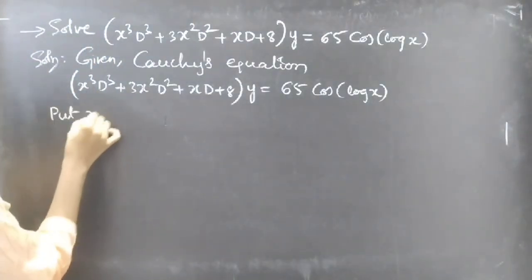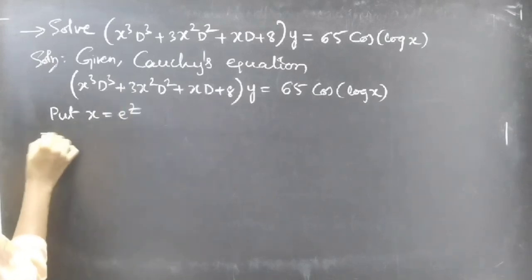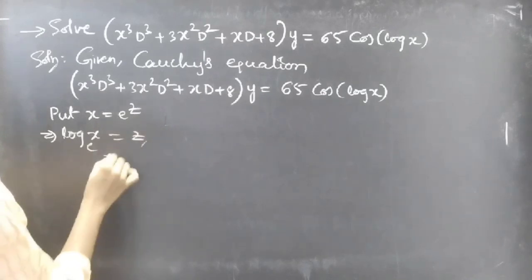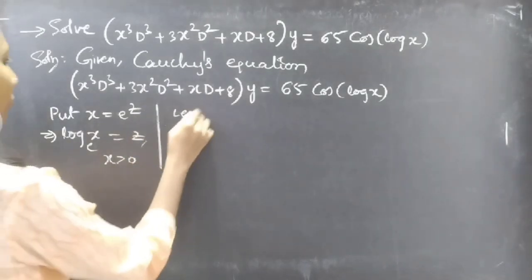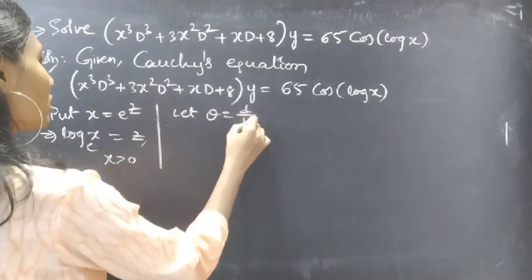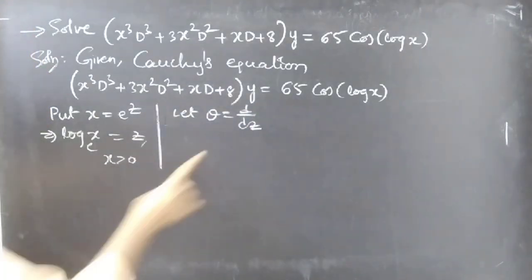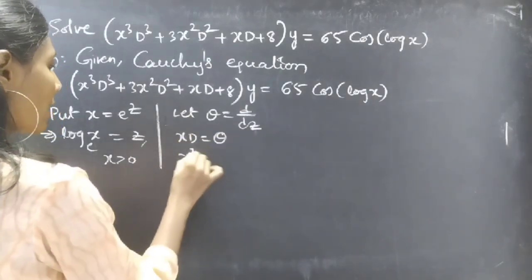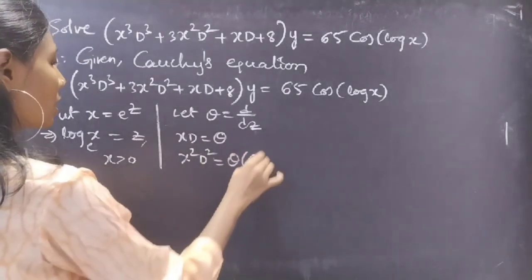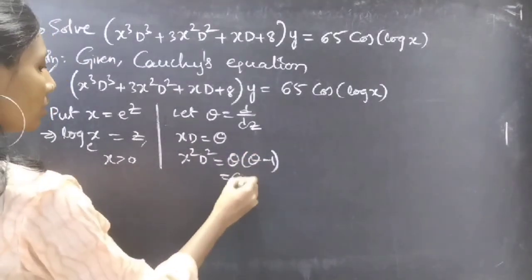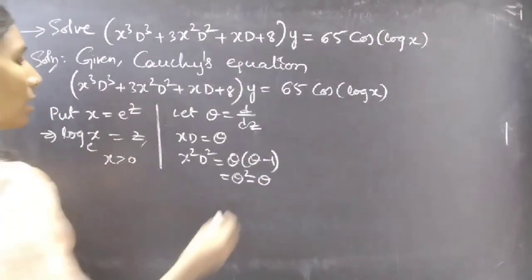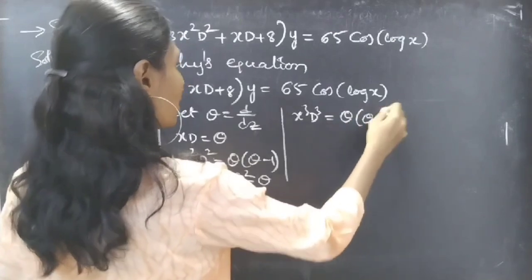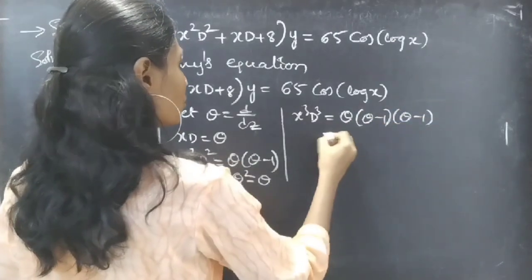Put x = e^z, then log x = z for x greater than 0. Let theta = d/dz. Here theta is a differential operator with independent variable z. Then xD is theta. x²D² is theta(theta − 1), which is theta² − theta, right? And x³D³ is theta(theta − 1)(theta − 2).